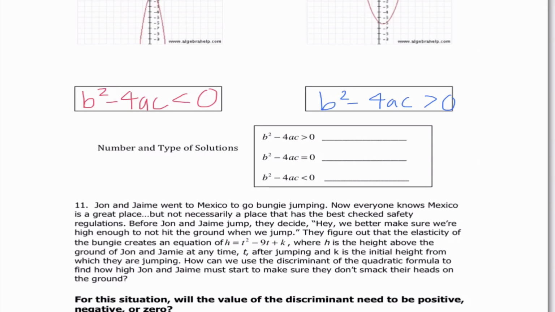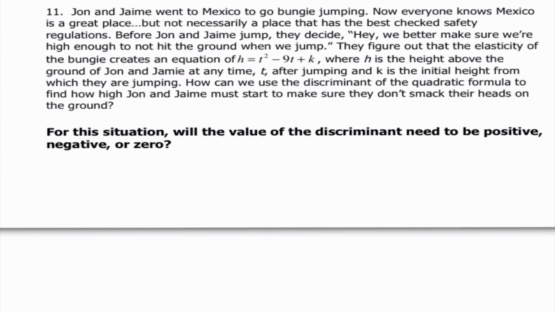So if we look at this, when b squared minus 4ac is greater than 0, we said we had 2 real solutions. When it was equal to 0, we had 1 real. And when it was less than 0, we had 2 imaginary solutions. So this is definitely what we need to know from using the discriminant. And now we're actually going to use the discriminant in a real life situation.